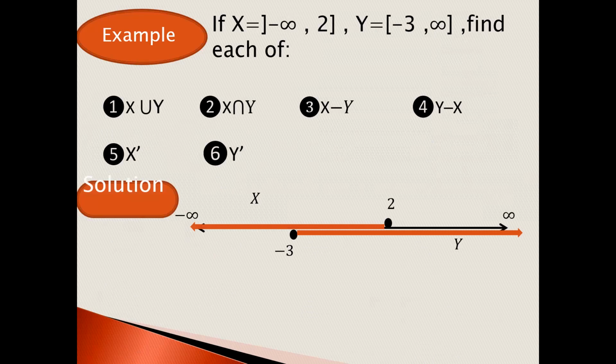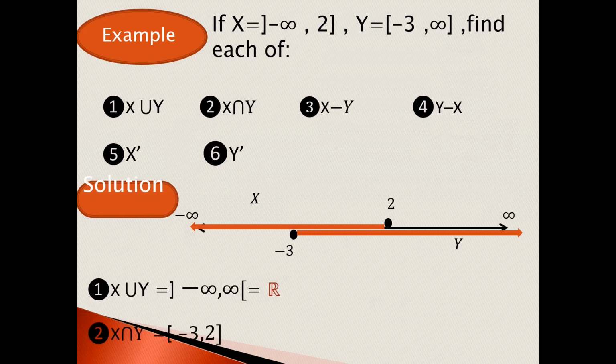Here first I draw it on the number line. So X union Y. X union Y means that I want the number in X and the number in Y in one interval. So I take negative infinity and positive infinity. Why? Because I want the numbers in X and Y in one interval. So I take all the numbers. So it will be negative infinity and infinity. This means that I want R.